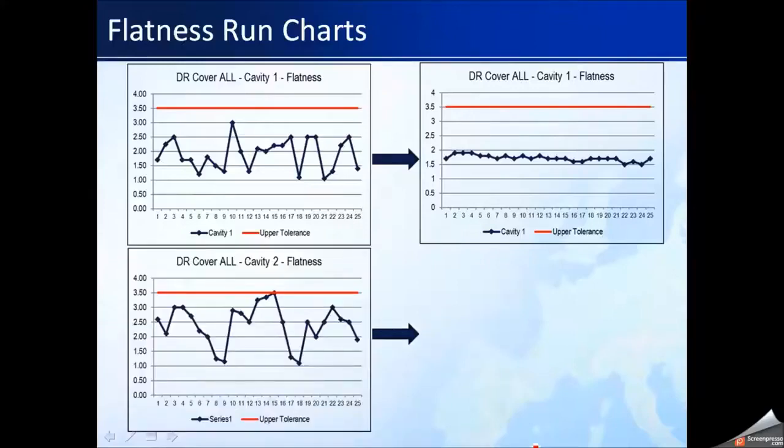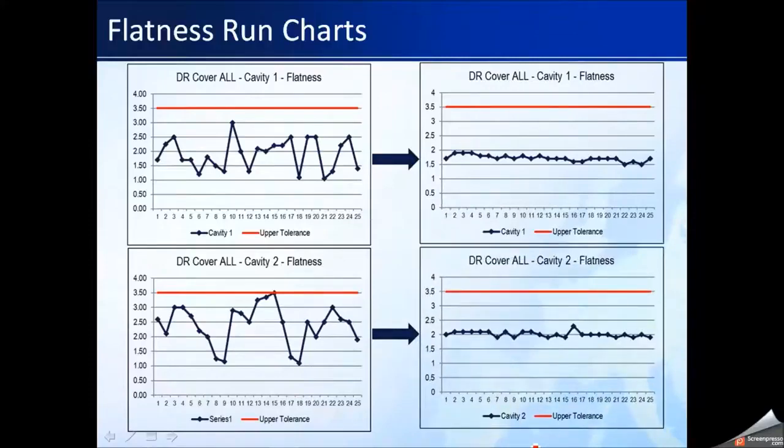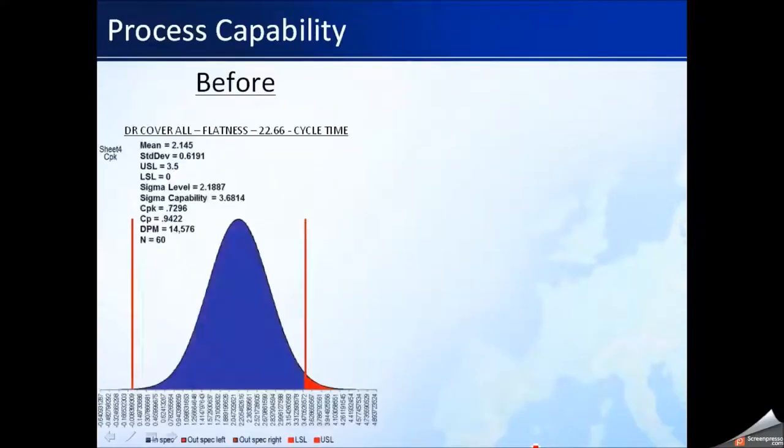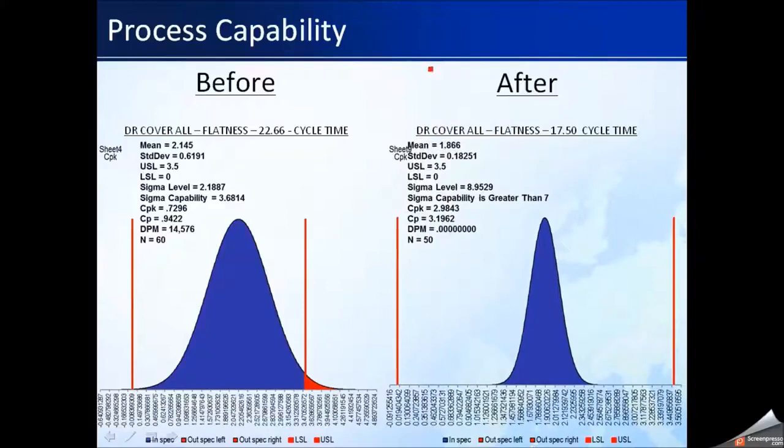Let's have a look at cavity 2. Now cavity 2, if you remember, was the one that was giving us the problem. Cavity 1 wasn't such a problem. So if we can achieve the same thing with cavity 2, then we're in good shape. Look at that. So now, process capability before, process capability after. Fantastic. We are pretty much defect free.